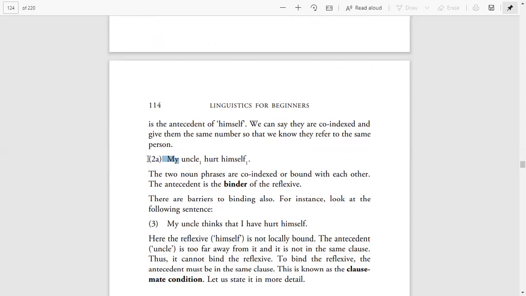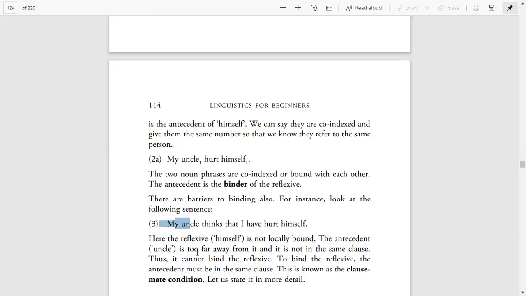Sometimes you will see barriers as well. For instance, look at the following sentence. We will discuss this case in binding theory in the next lectures in detail, right? So I'm just paving the way for that binding theory here. There are barriers as well. For example, my uncle thinks that I have hurt myself. So here the reflexive is not locally bound with my uncle.